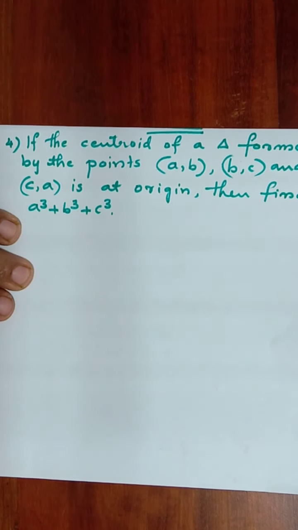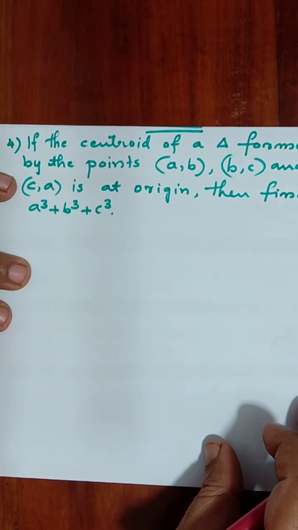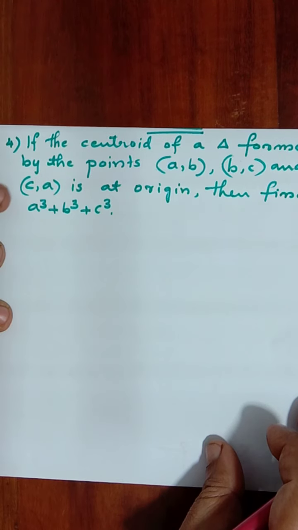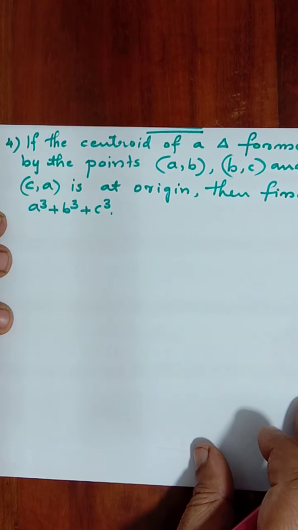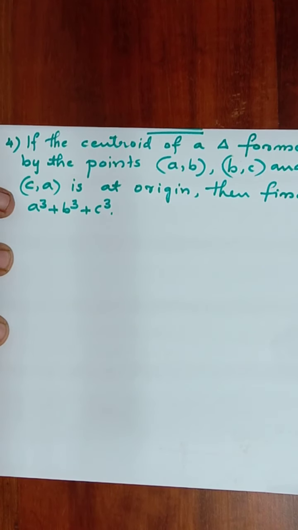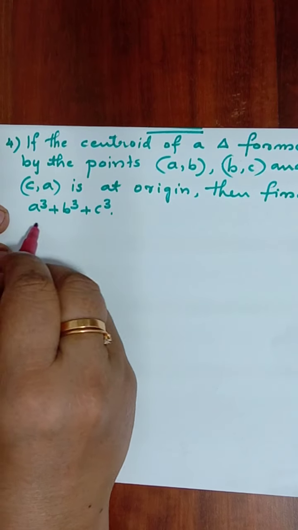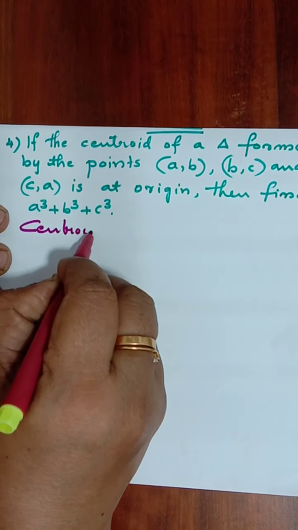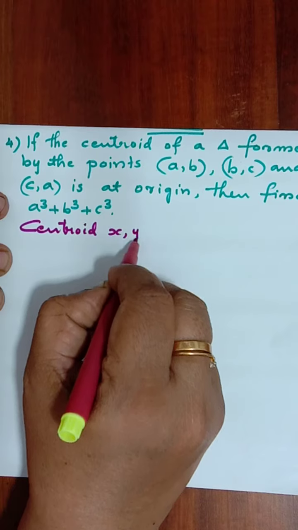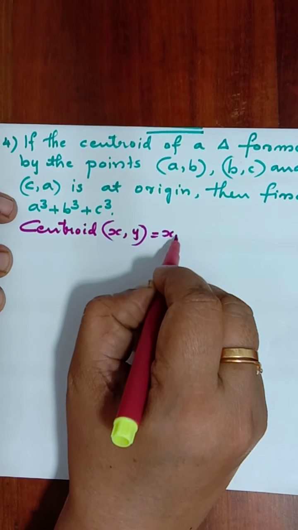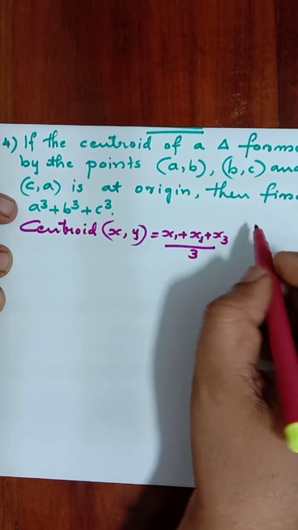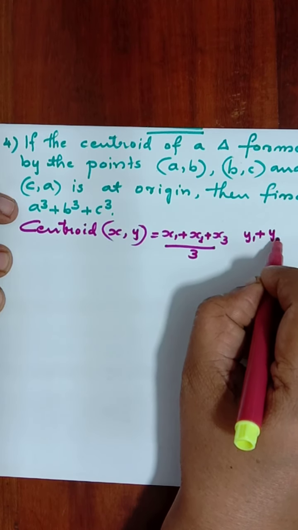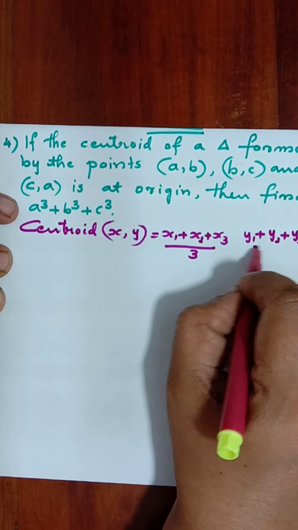Question number 4. If the centroid of a triangle formed by the points (A, B), (B, C) and (C, A) is at origin, then find A cube plus B cube plus C cube. So centroid formula everybody knows. What is centroid? Centroid (x, y) is equal to (x1 plus x2 plus x3) by 3, (y1 plus y2 plus y3) by 3.